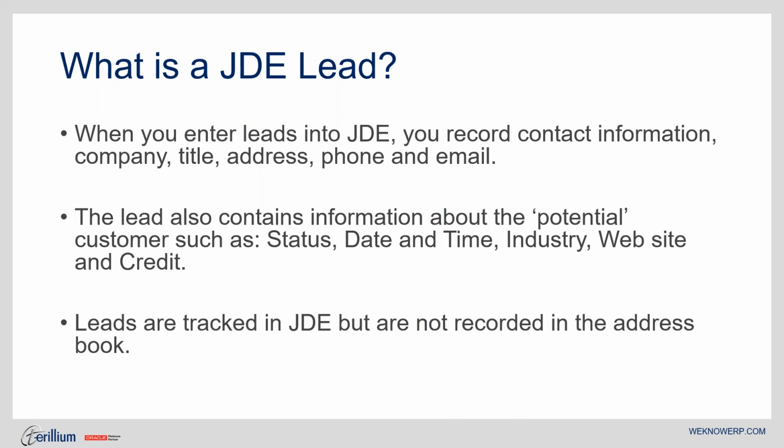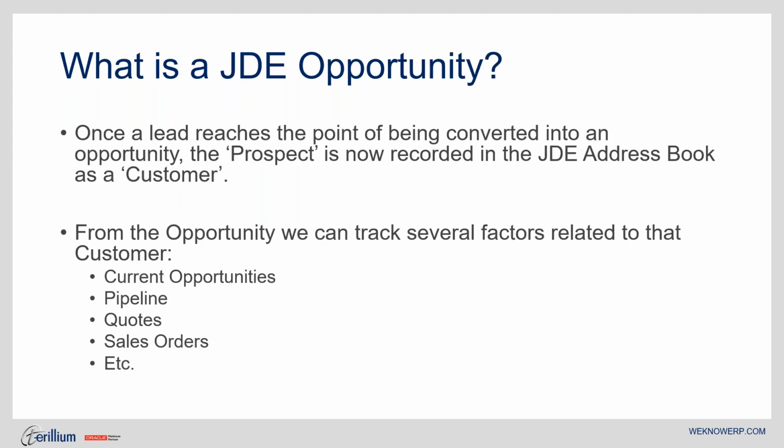So what is a JD Edwards lead? Like I said, when you enter leads in JD Edwards, you record contact information, company, title, address, phone, email. It's all wrapped around the idea of a potential customer though. So there's a status on it, a date and time, an industry, website, what's their credit history, and they're all tracked through JDE, but not recorded in the address book because they're not a customer yet. Once that turns into an opportunity, then they are officially a prospect and customer within the address book.